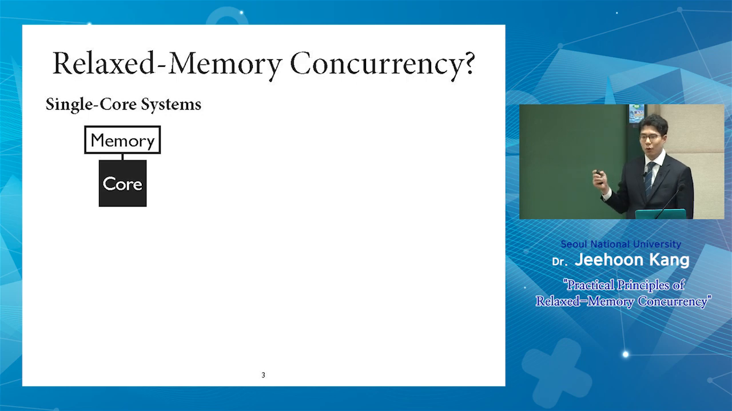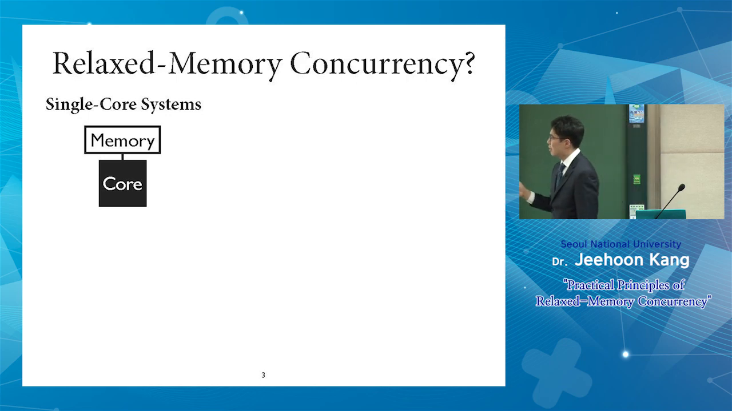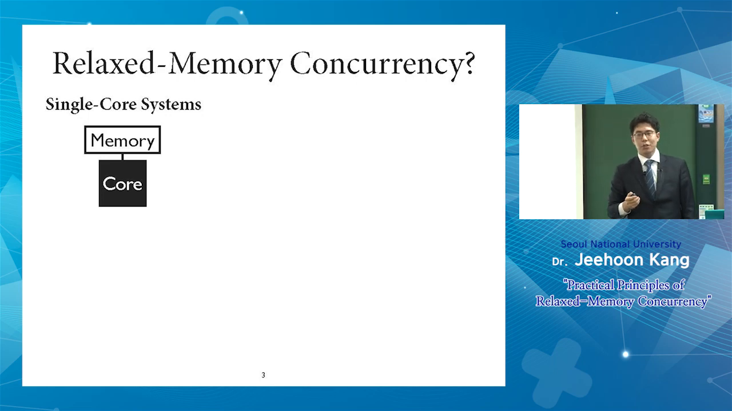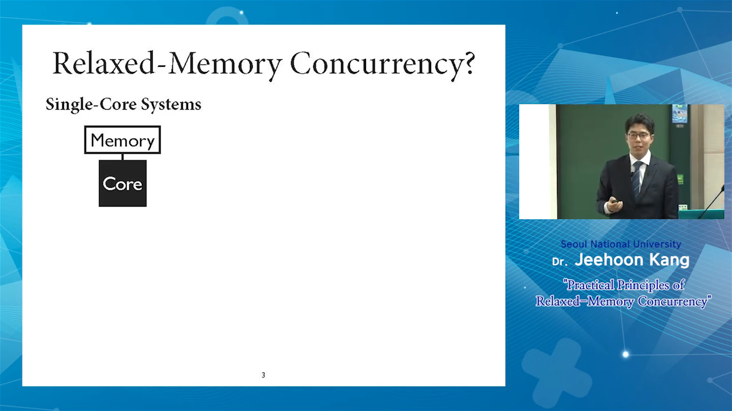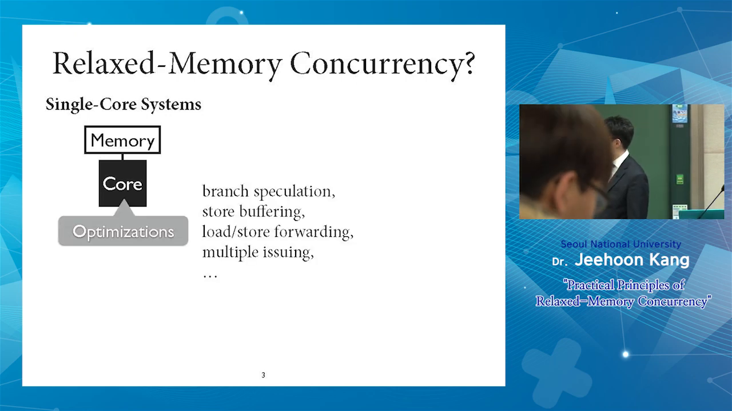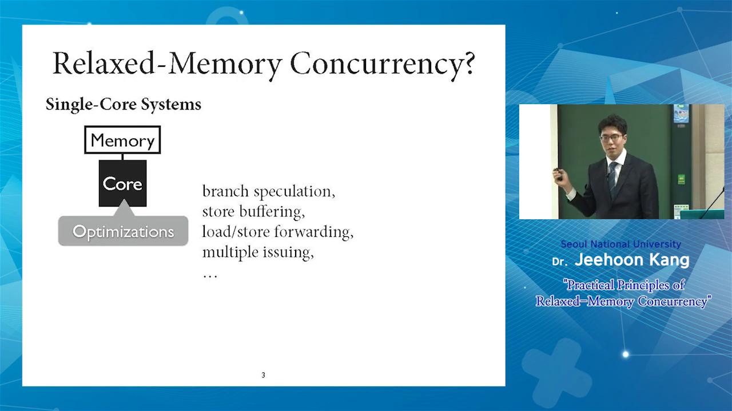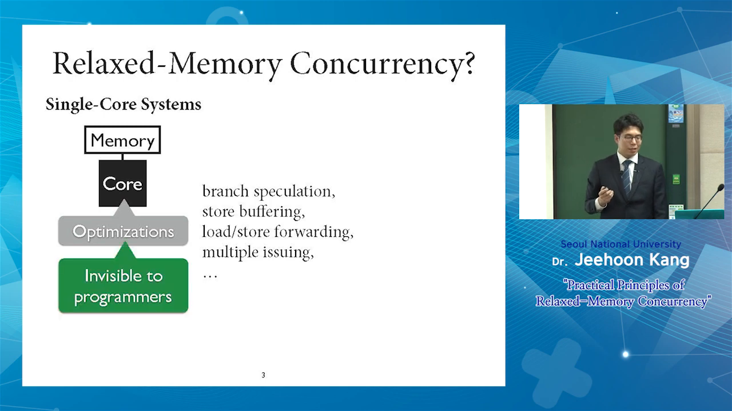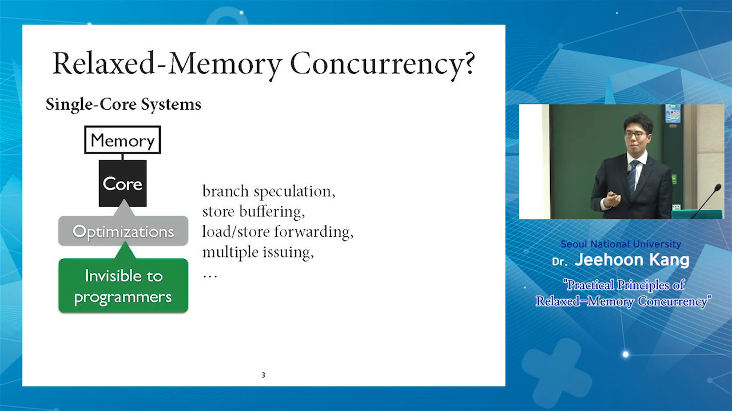At the beginning, there were single-core systems, where there is a single memory and a single core. In the history of computer architecture, a lot of optimizations were applied to the cores. For example, branch speculation, store buffering, load store forwarding, multiple issuing, etc. The beauty of these optimizations is that their effects are invisible to the programmers. In other words, the programmer can assume that the programs are executed as if there are no optimizations and one instruction at a time.